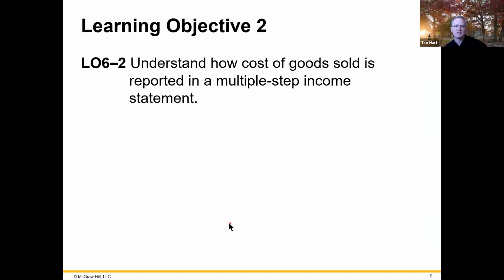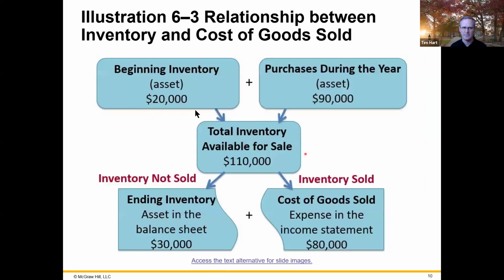Okay, so how is cost of goods sold reported in this multi-step income statement? All right, so the relationship between inventory and cost of goods sold: the beginning inventory is an asset, plus the purchases during the year, also an asset, 20 plus 90, for a total inventory available for sale of $110,000, or in millions or something. Now the inventory that is not yet sold, our ending inventory, is an asset on the balance sheet. Here's what we've got available.